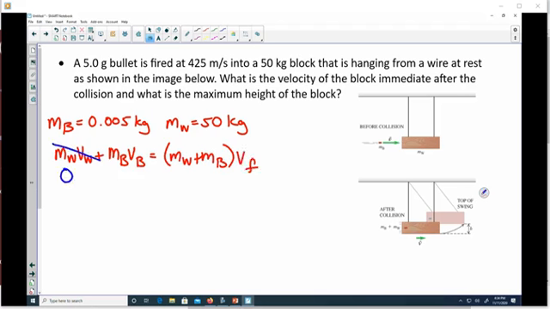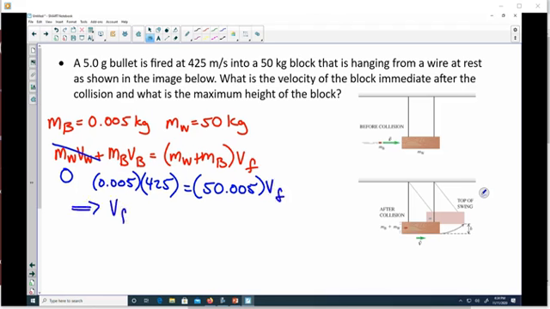So the initial momentum is equal to the final momentum. We know initially that the block of wood is not moving, so it has no initial momentum. We know the mass and the velocity of the bullet. And so the velocity of the block after the collision is 0.0425 meters per second.